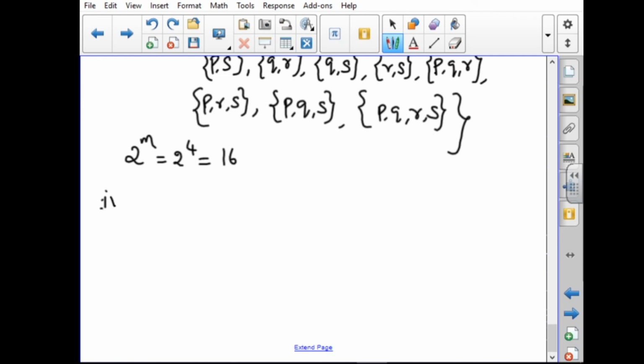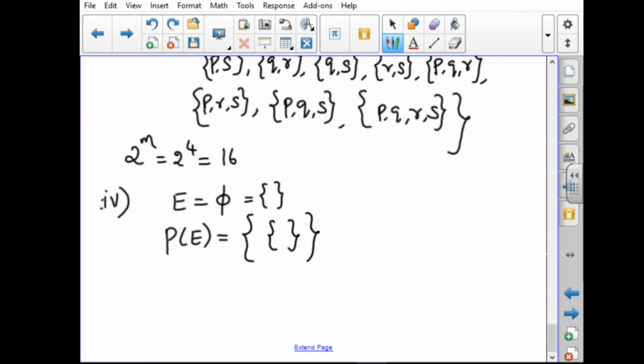Fourth one, E is equal to pi. So P of E is equal to pi means what? This is the empty set. Okay, so in power set you have to write like this.